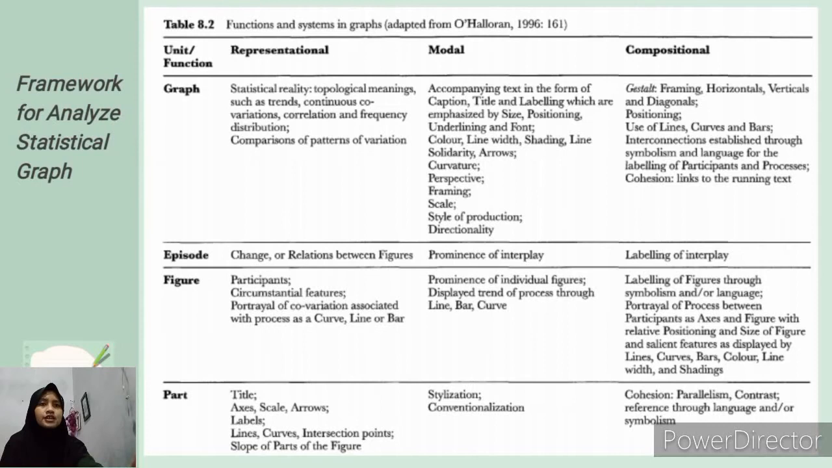Then, in a graphic, the statistical graph constructs a theoretical object, and the representational meaning of the statistical graph is more specific because it relates only to the numeric relation between the two sets of variables.